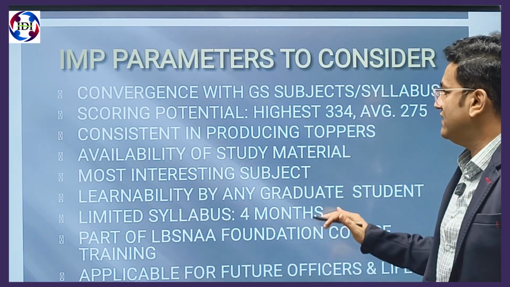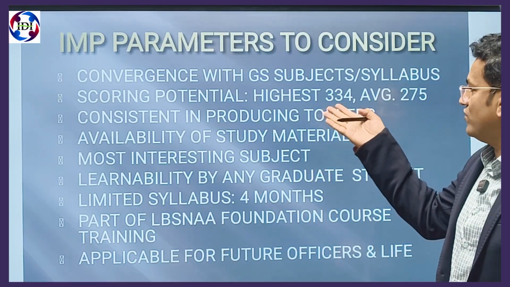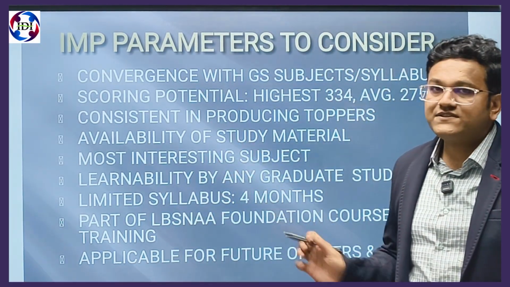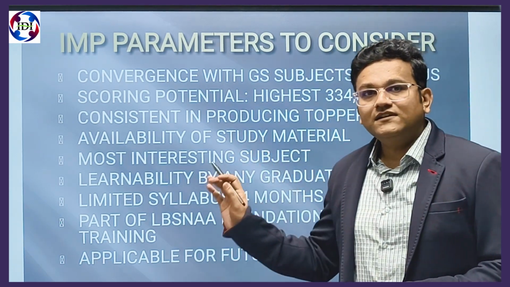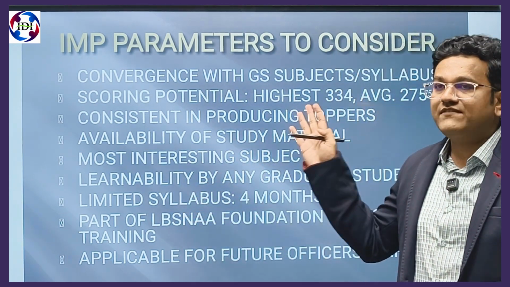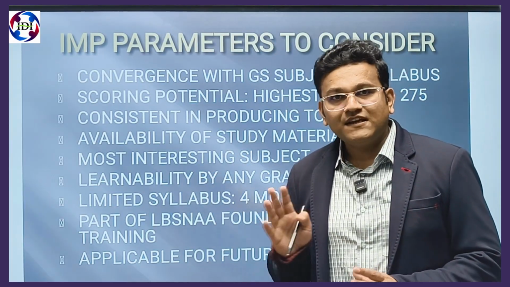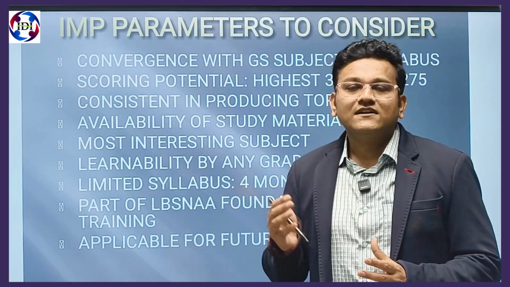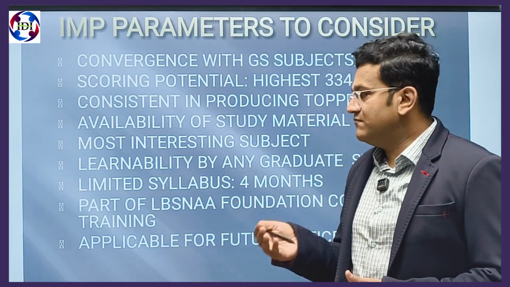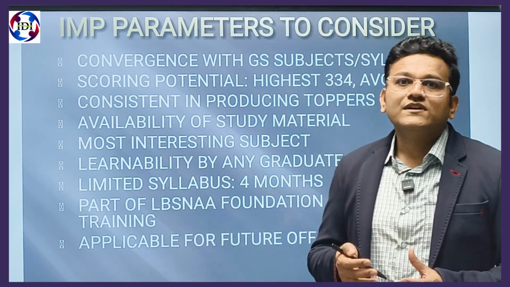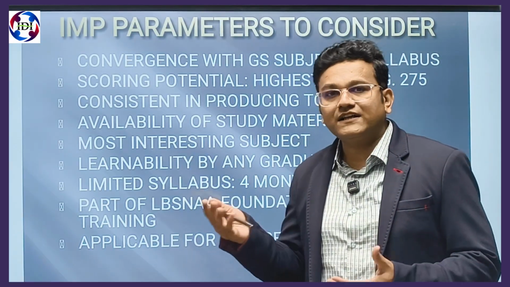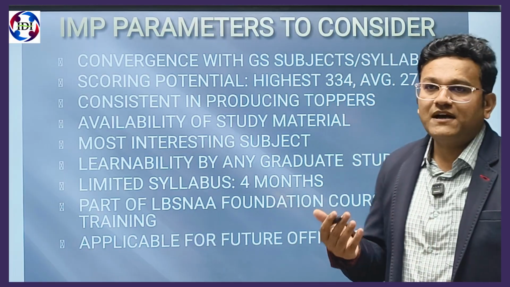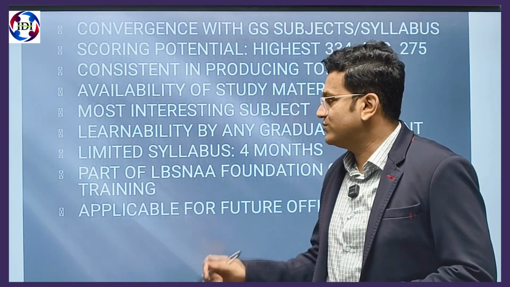Then scoring potential in public administration: highest score was 334 and average score of 275. Consistent in producing the toppers. Public administration has been very consistent in producing toppers every year without fail. Availability of study material: you will be getting a number of reference materials, reference books, coaching institutes' material, handwritten notes of the faculty and faculty handouts. That will be provided by me at IAS Delhi Institute.